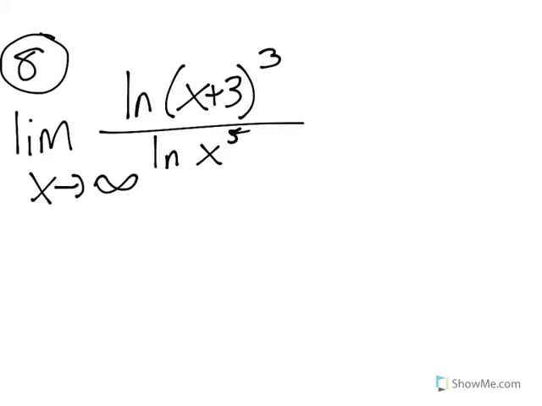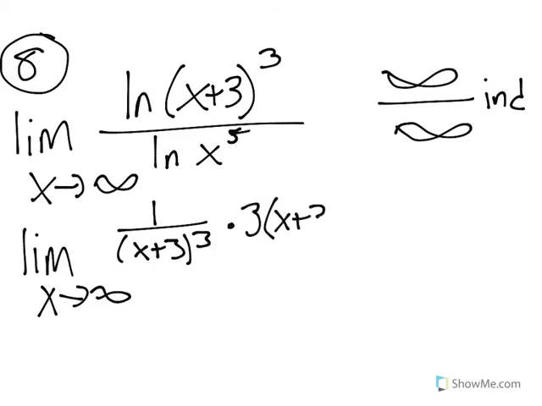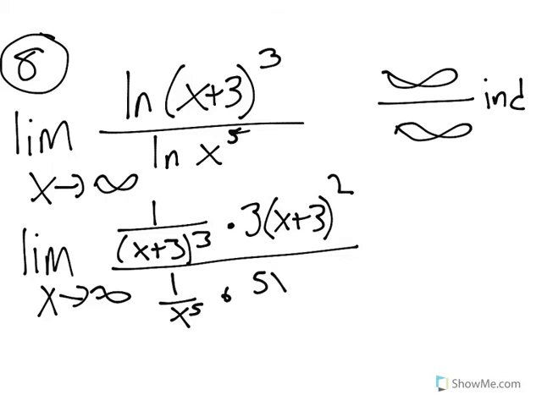Okay, here's number 8. I see 2 ln things. I guarantee a lot of stuff is going to cancel out. If I put in infinity, the ln of infinity is still infinity over infinity, indeterminate. Let's L'Hopital it. So it's 1 over x plus 3 to the third times the derivative of x plus 3 to the third, which is 3 times x plus 3 squared, over 1 over x to the fifth times 5x to the fourth.